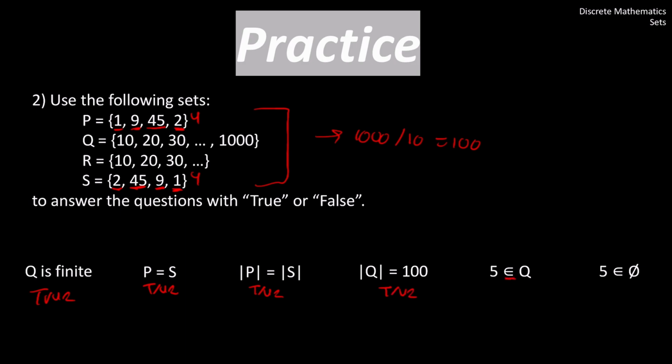This symbol right here means that 5 is included in Q. So 5 is an element of Q. 5 is not an element of Q since the set starts at 10 and ends at 1,000. So that's impossible and therefore false. Our last one is: 5 is included in a null set. If we remember previously, a null set has no elements, like B is equal to curly braces with nothing in them. So that is also false.